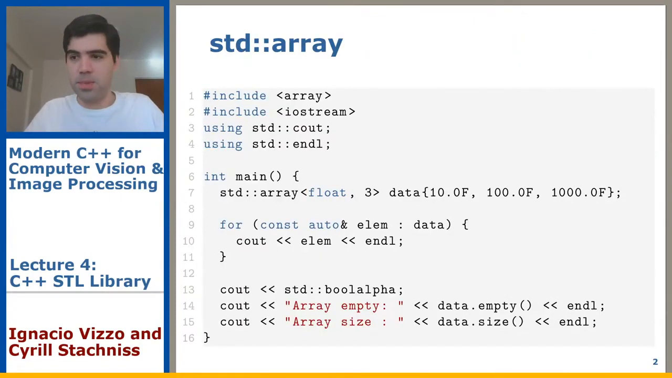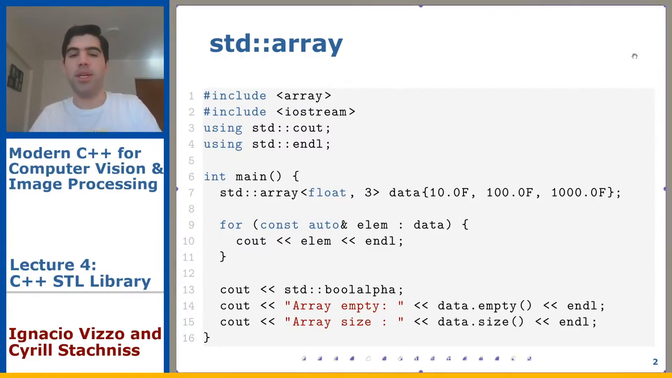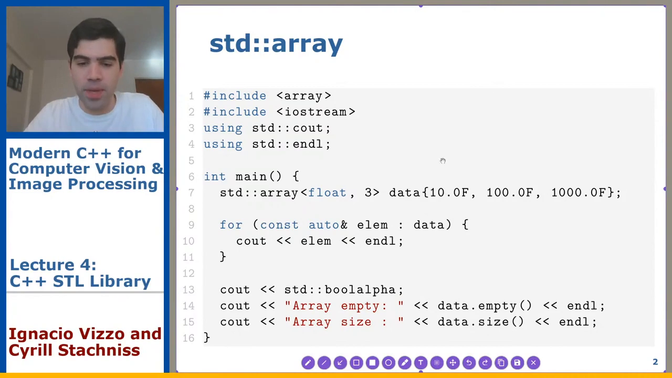The first victim of the day is going to be std::array. This is basically an array of data, and there's a really small example here. I will just highlight some details. First of all, in order to use array, we need to include the array header file, and this is how we declare an array that is called data.